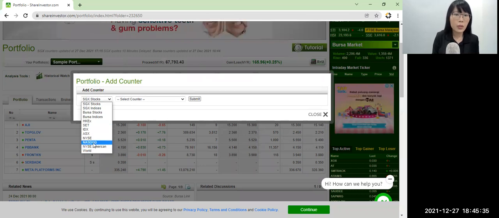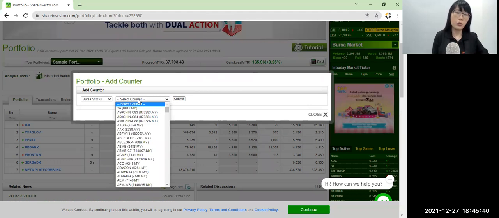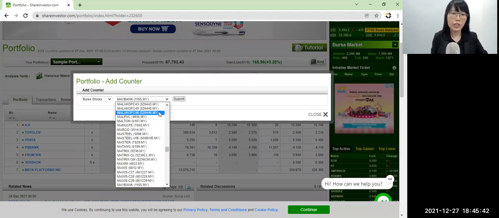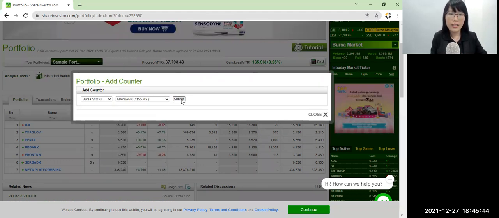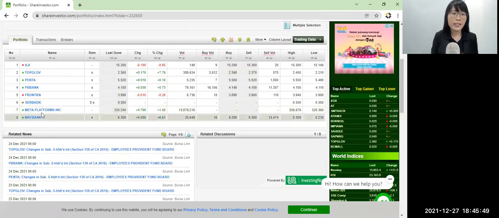For example, you want to add a Bursa stock. Select counter. For example, you want to add a Maybank. You just type the Maybank and then click submit. And then the Maybank appears in your portfolio.